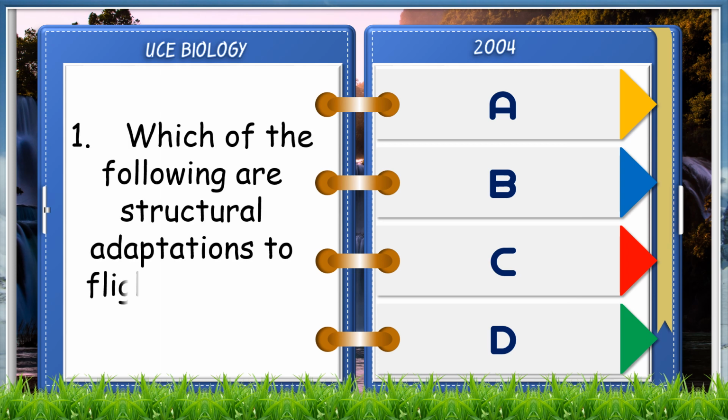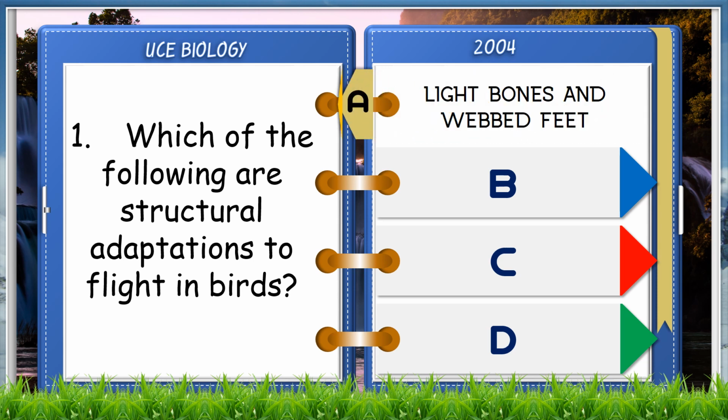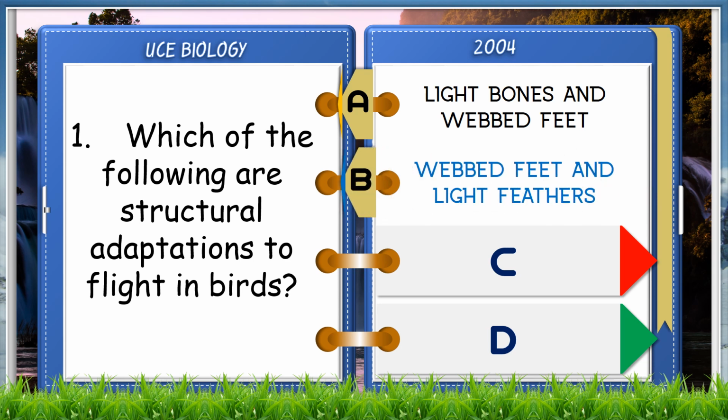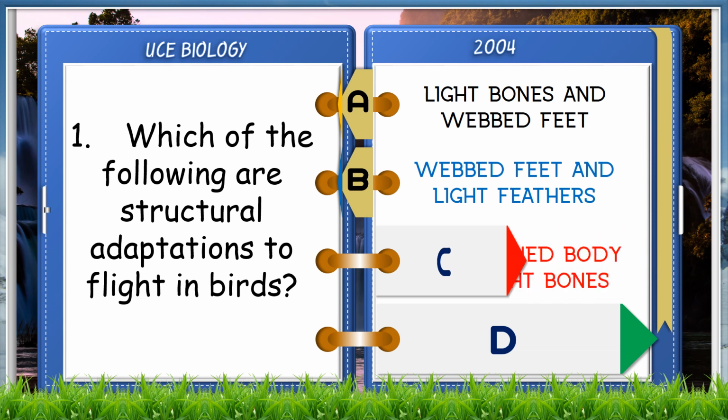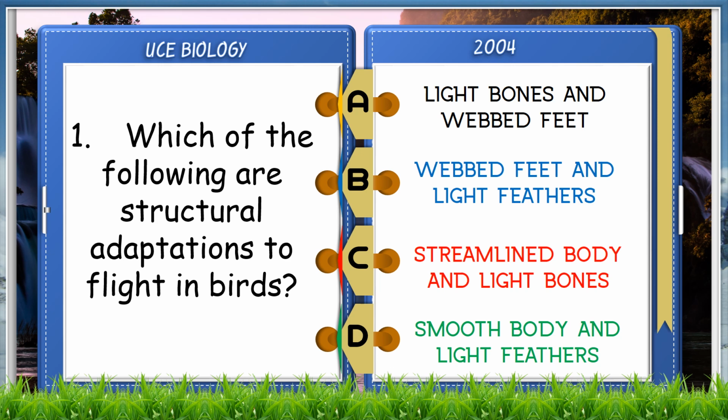Which of the following are structural adaptations to flight in birds? A. Light bones and webbed feet. B. Webbed feet and light feathers. C. Streamlined body and light bones. D. Smooth body and light feathers. The answer is C. Streamlined body and light bones.